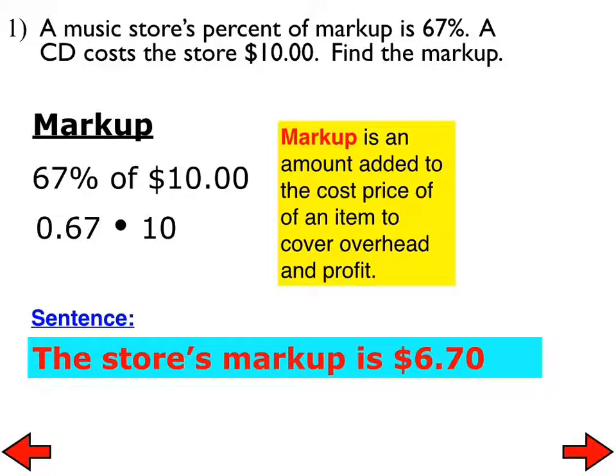So for this problem, here's what it means. The store buys the CD for $10. They're now going to turn around and sell it for $6.70 more than that. So they would sell it for $16.70. But the only thing I'm concerned about today is finding the amount of something. So they're going to mark it up $6.70. And this is really the idea of everything that we're doing today.